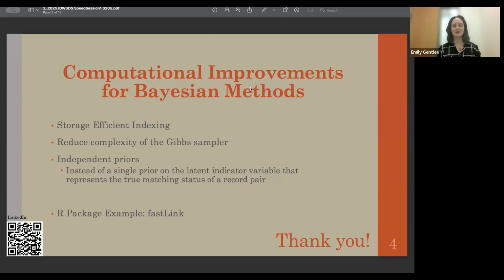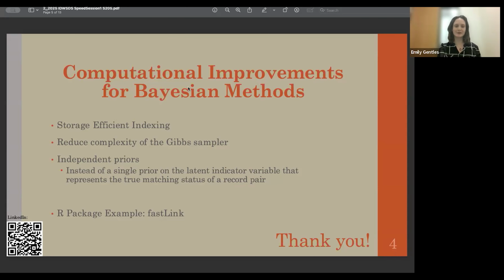Some of the things that they were able to develop is storage efficient indexing. Essentially, we're doing a lot of bookkeeping when we're keeping track of which matches might be matches, the second best match to compare to. If you have big data sets, it's a big array to keep track of all of those indices. So if we can figure out how to store those more efficiently, which this paper was able to do, then we can save some time and some resources there.